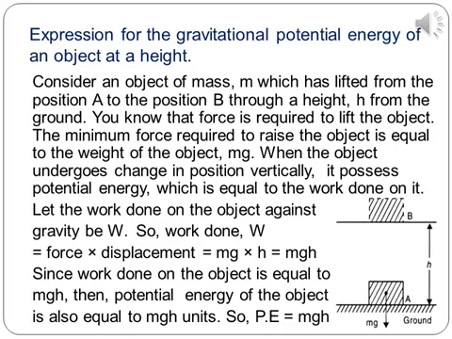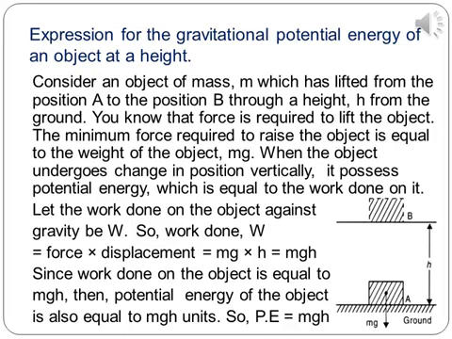Consider an object of mass m which is lifted from the position A to the position B through a height h from the ground, as shown in the given figure. You know that force is required to lift the object. The minimum force required to raise the object is equal to the weight of the object, which is equal to mass into acceleration due to gravity, that is mg.